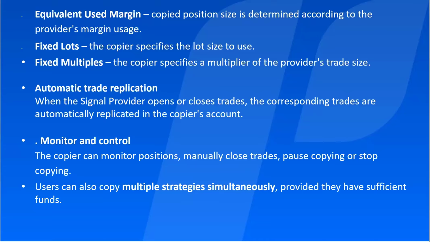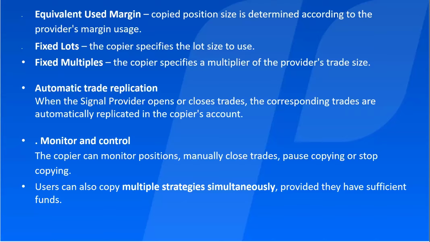Users can also copy multiple strategies simultaneously, provided they have sufficient funds. Now, this is what I said earlier on. For example, you have $200 and you say, okay, I want $100 to go for this signal provider because I am satisfied with what I'm seeing with its performance. Then you can copy this particular signal provider on $100. Then the remaining $100 goes to a different signal provider.